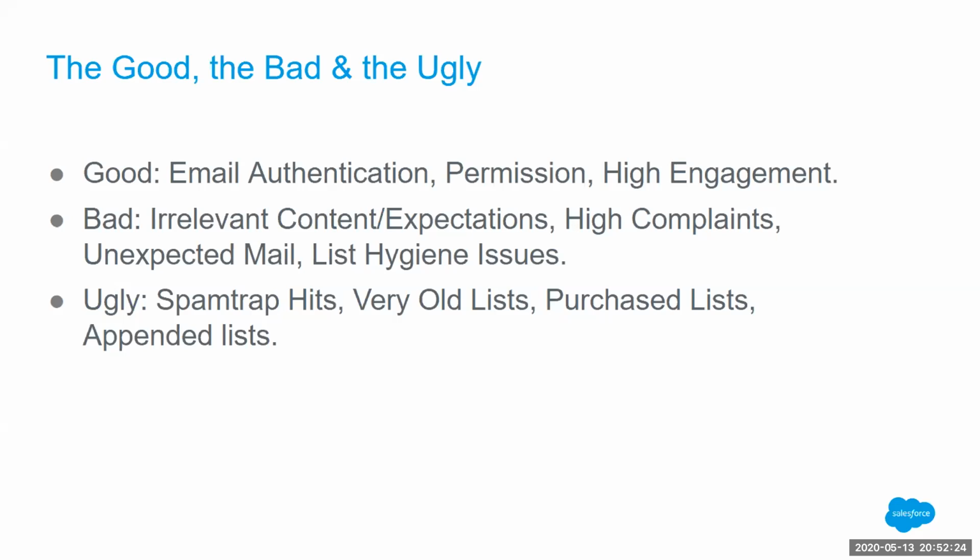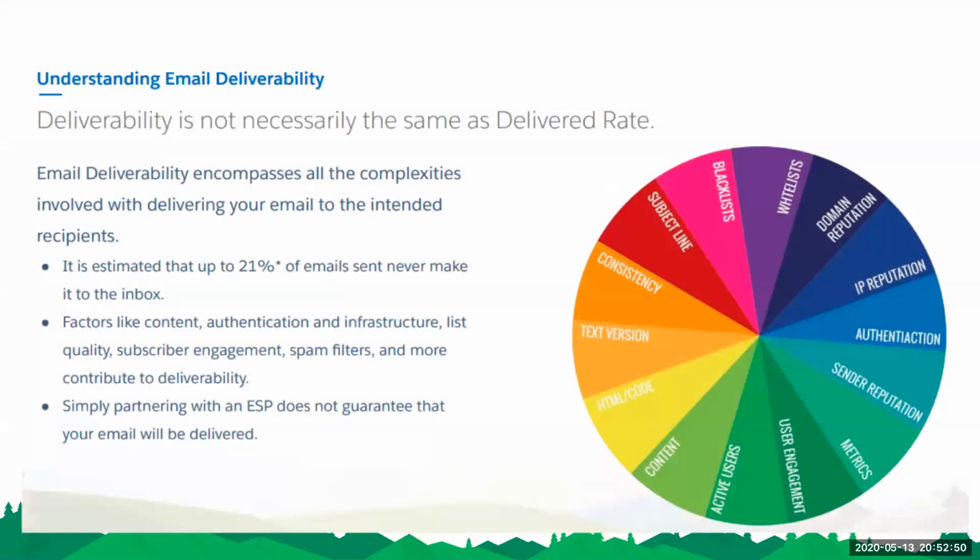And we don't want any ugly things like spam trap hits and old lists or purchased lists or appended lists. These ugly things highly affect our IP reputation, and we should not be following this particular path. Rather, we should work more on the good things in email deliverability, which plays a crucial key role.